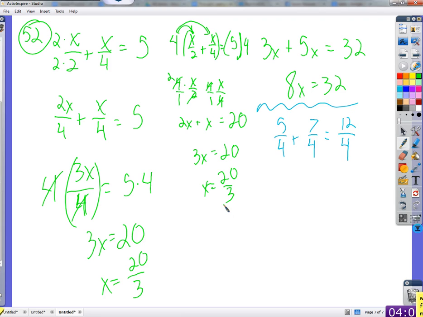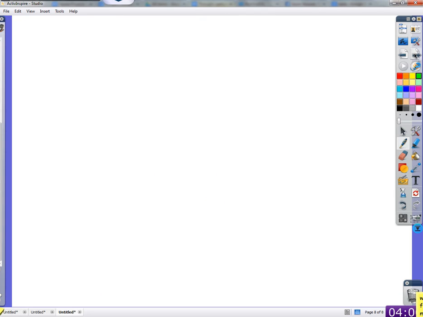That's a nice strategy. Later we'll be doing stuff like that, solving equations with fractions in them. That's a real nice thing to do, multiply by the common denominator on both sides, so that all of the denominators go away. We don't have to deal with it anymore. Okay. Next one.